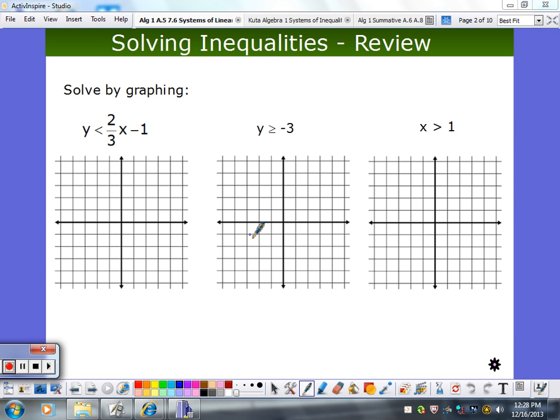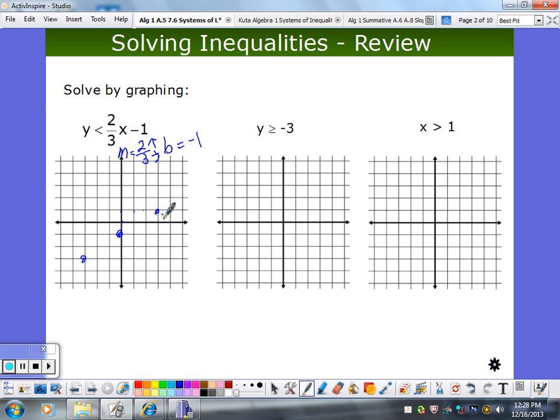We're going to review a little bit first just how to solve by graphing an inequality. So let's review. It's in slope-intercept form. What's my slope? And what's my y-intercept? -1. Okay, so I go to -1. The slope says up and right, up 1, right 3, or down 1, left 3. So I go up 1, 2, 3, or I go down 1, 2, 3.